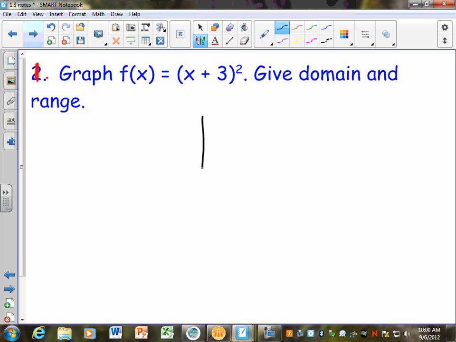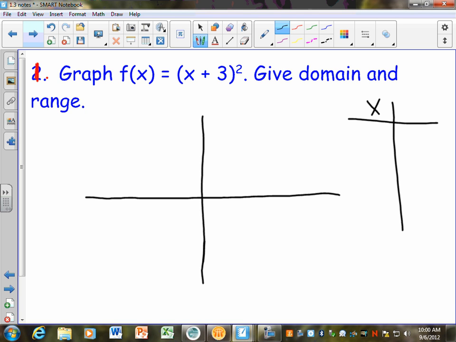Oh, I heard someone say parabola. How do you know it's going to be a parabola? It's a quadratic. If you FOIL that out, you're going to get x squared. Today, maybe the best idea is to just make an xy chart. And maybe as you're doing these, some stuff about transformations might come back to you.